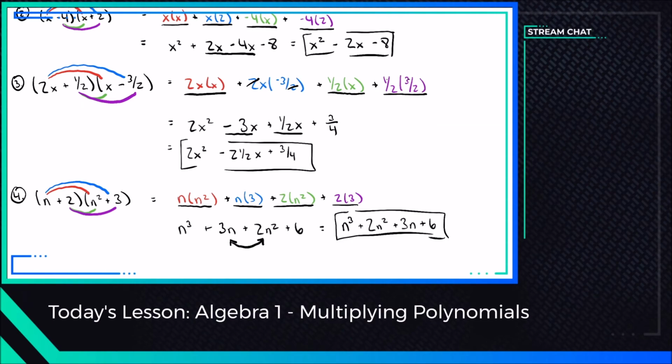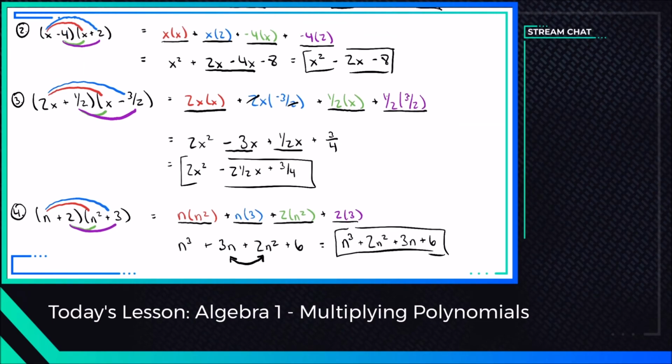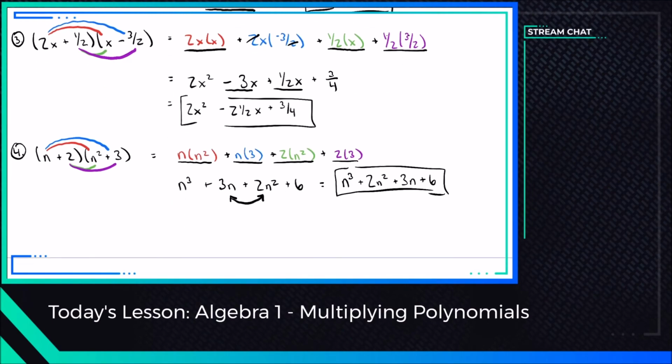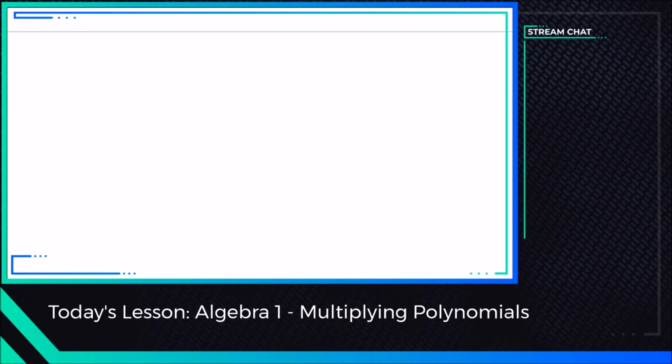All right, so those are a bunch of different problems and examples that you might see concerning foiling. That's the whole purpose of today's lesson. All right. Real quick before we get done with today's lesson, I want to look what happens when you multiply a binomial and a trinomial.